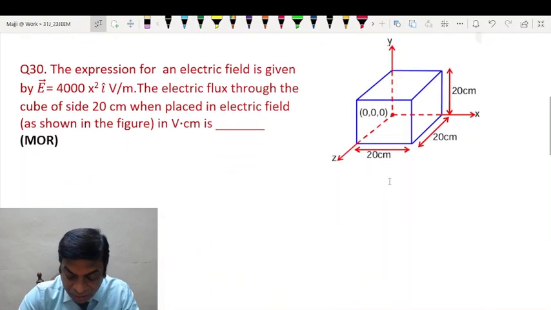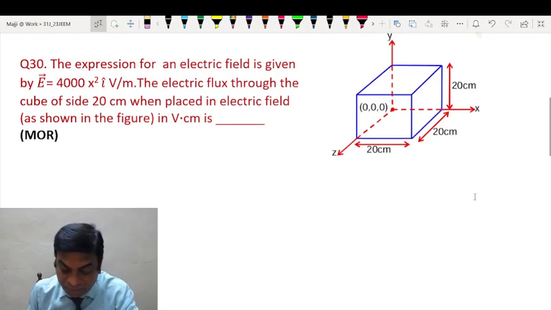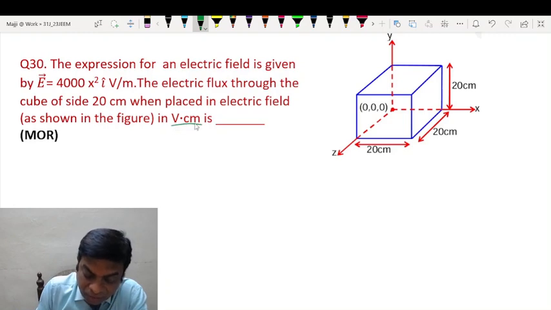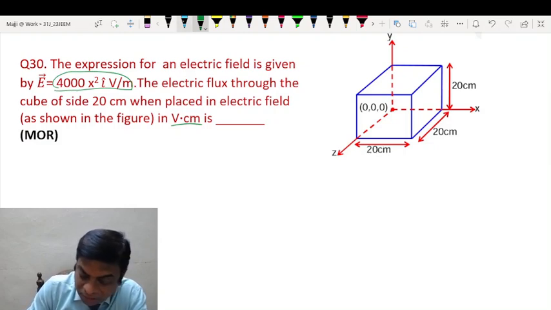The expression for an electric field is given by this. The electric flux through the cube of side placed in it, note the unit, is given in SI unit. So first we'll proceed in SI unit, and finally we'll try to convert this in volt cm. So as you can see, the electric lines of force are basically along the x-axis only. So we have to consider the flux which is entering and the flux which is exiting.